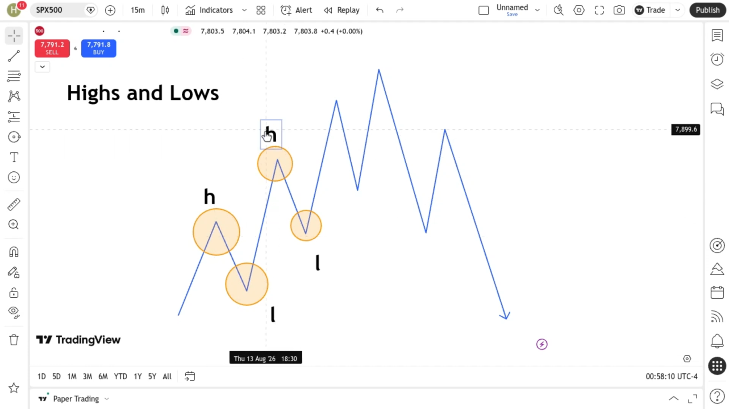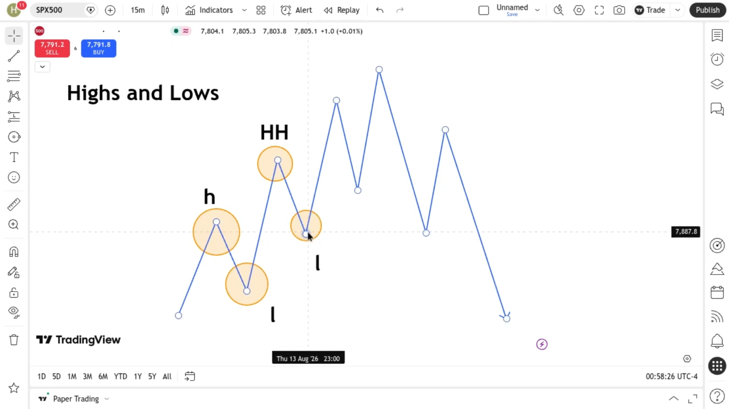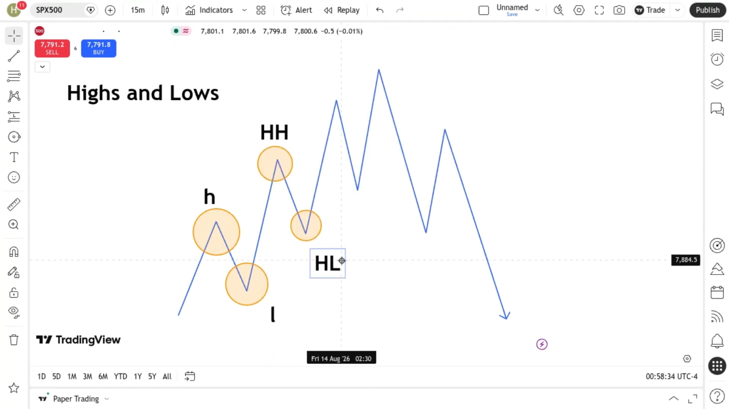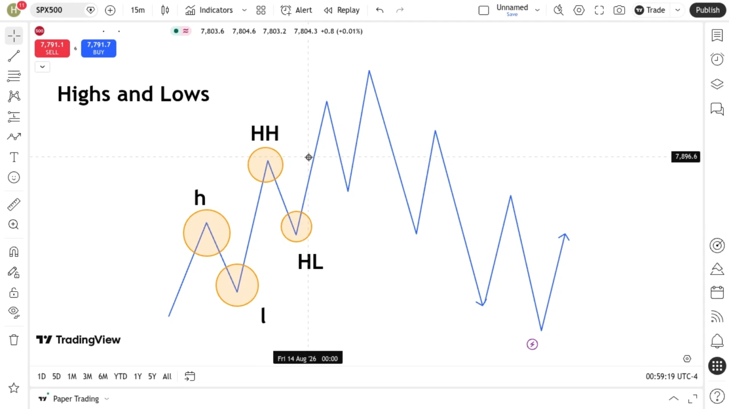So not only is this a high, this is also a higher high. And that's pretty self-explanatory. It's higher than that high. Now, vice versa, if you look at this low and this low, do you know that this low is obviously higher than this low? So that would now be a higher low. This is going up.